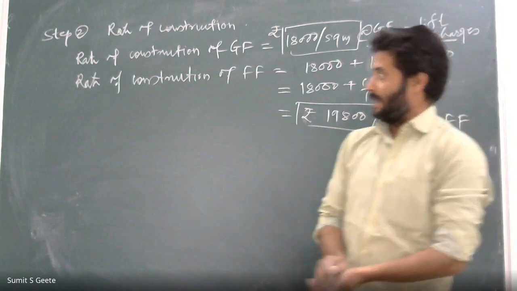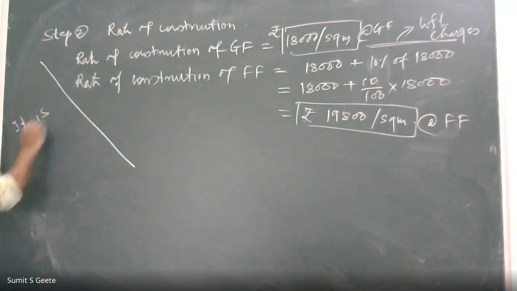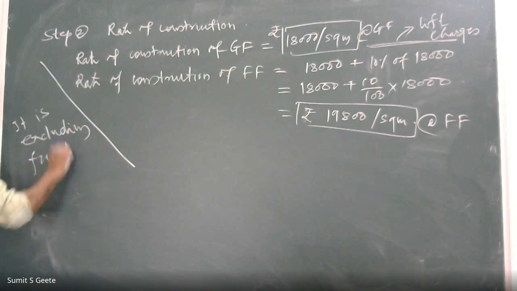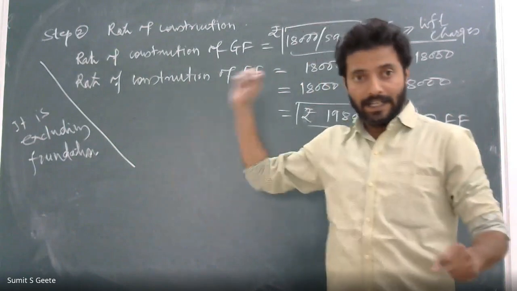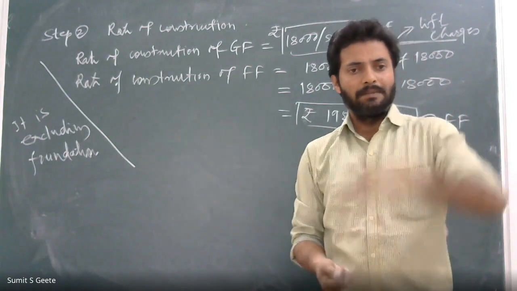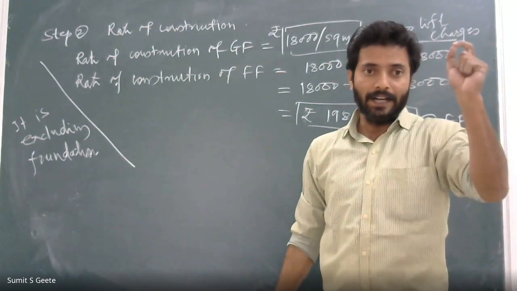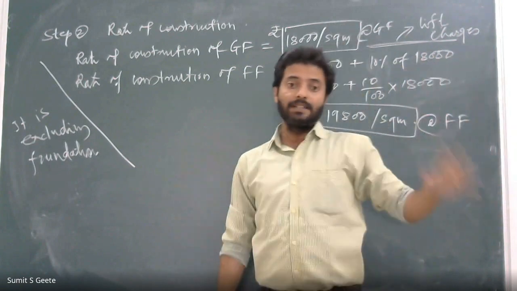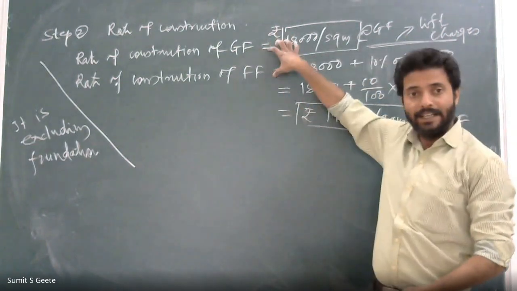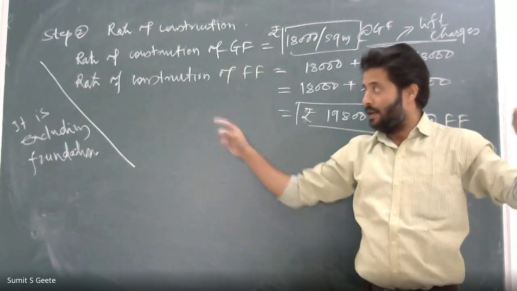Now, remember in this case, the important parameter is that it is excluding what? Foundation. It is excluding foundation, right? They clearly stated this is excluding foundation. Sometimes they clearly state it is including foundation. So read that line, underline that line: excluding foundation means we are not considering the foundation cost at the time of considering these rates. So that is the meaning.